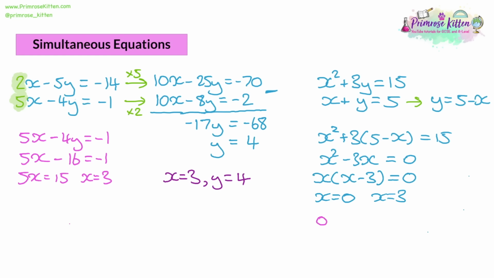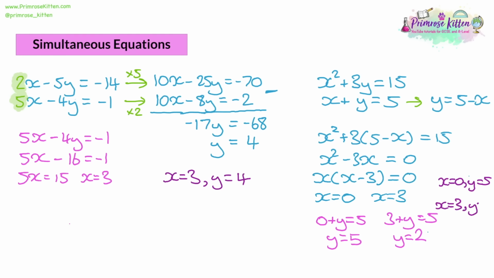That would give us 0 plus y is equal to 5, and it would give us 3 plus y is equal to 5. That means that y would have to equal 5, or y would have to equal 2. At the end, writing final answers, our first set of answers was x being equal to 0 and y being equal to 5, and our second set of answers was x being equal to 3 and y being equal to 2.